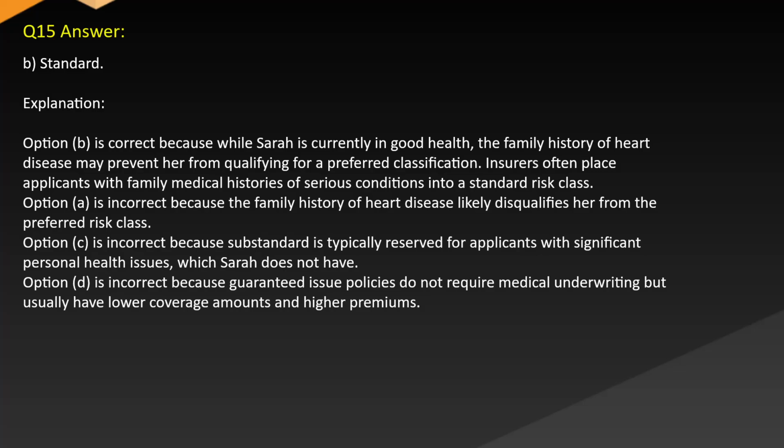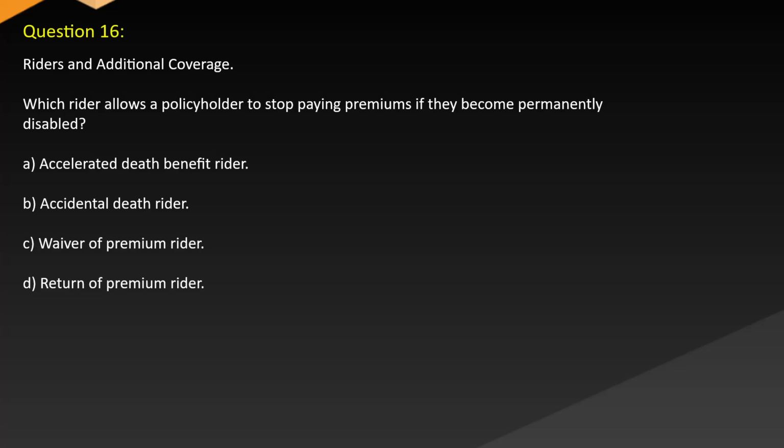Option A is incorrect because the family history of heart disease likely disqualifies her from the preferred risk class. Option C is incorrect because substandard is typically reserved for applicants with significant personal health issues, which Sarah does not have. Option D is incorrect because guaranteed issue policies do not require medical underwriting but usually have lower coverage amounts and higher premiums.